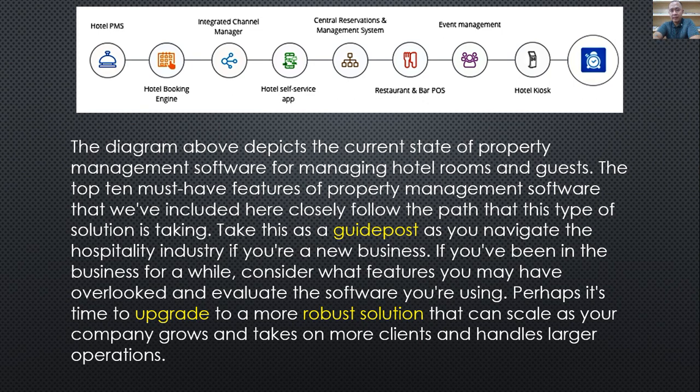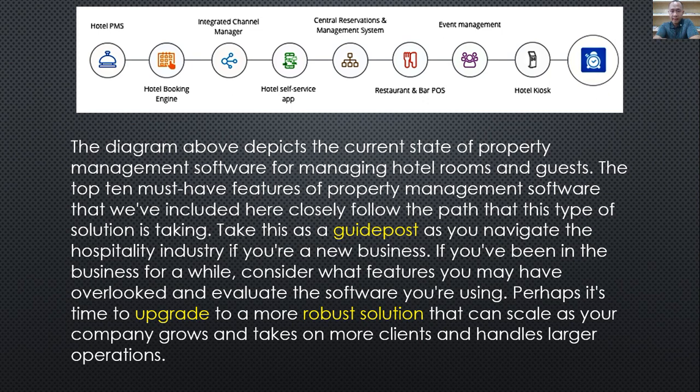So my diagram depicts the current state of property management software for managing hotel rooms and guests. So we have a hotel PMS or property PMS, booking. We have the booking engine, and there is what we call the integrated channel manager and hotel service app. So it's like a linear flow, and also the central reservation and management system. So it connects to restaurants and bars, as well as event management, and also the hotel kiosks.